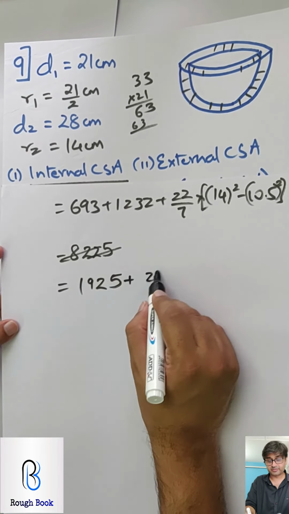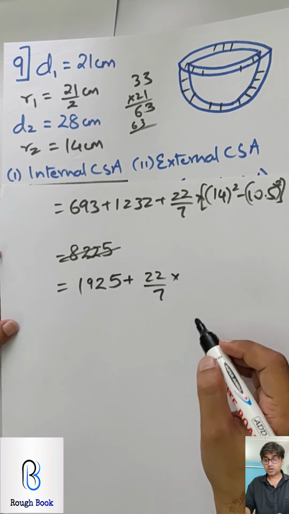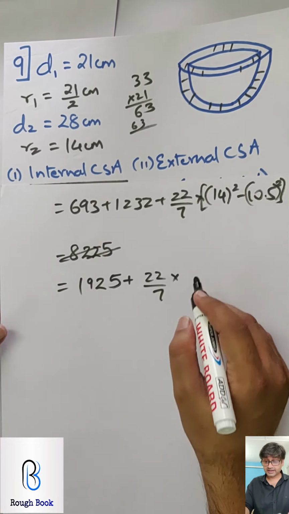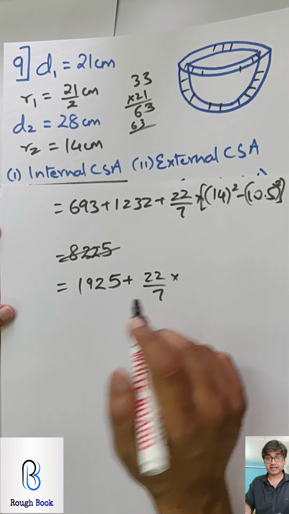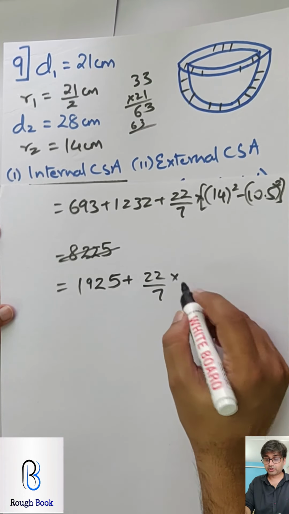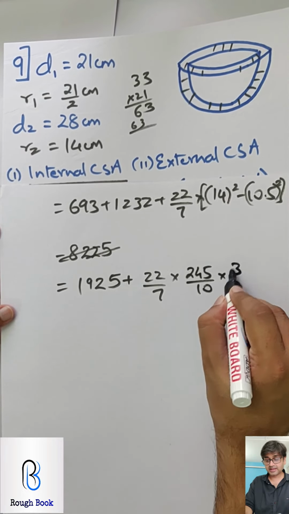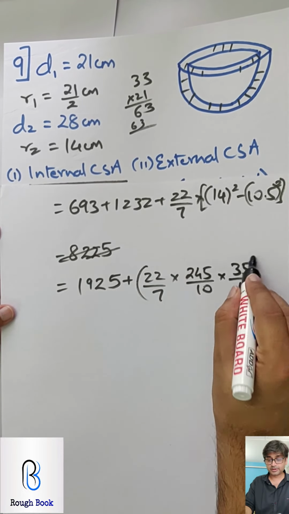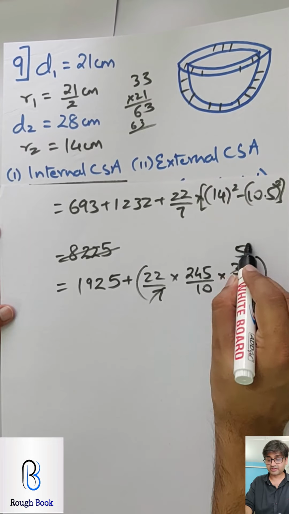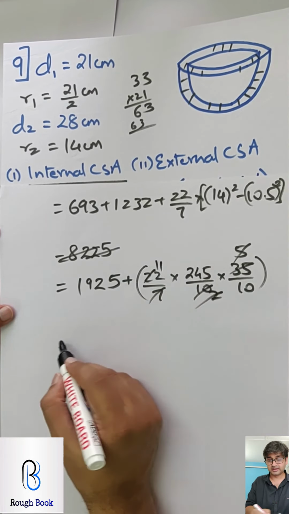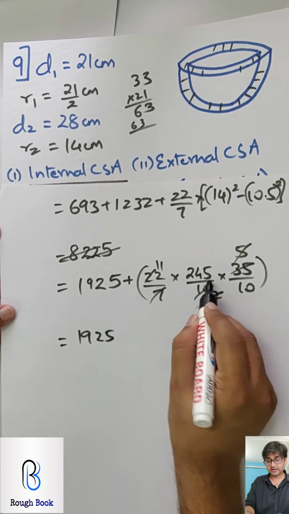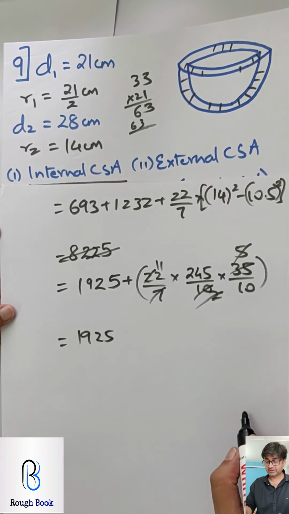So 1925 plus 22 by 7 into 190. Okay, I can add and subtract, a plus b, a minus b. So 14 plus this will be 245 by 10 and 35 by 10. So let's put this in bracket. 7 ones are 7, 5s are 5, 5 ones are 5, 2s are 2, 1s are 1, 11s are 11. So 1925 multiplying 245 with 11.